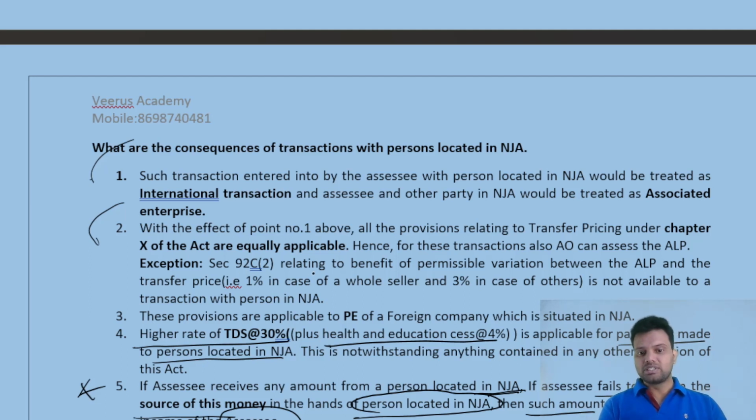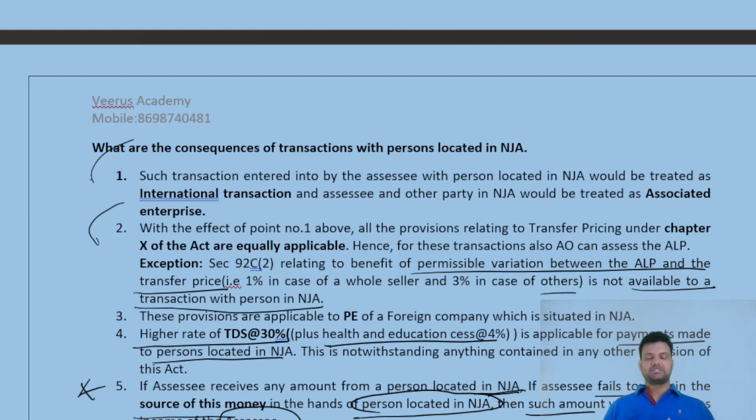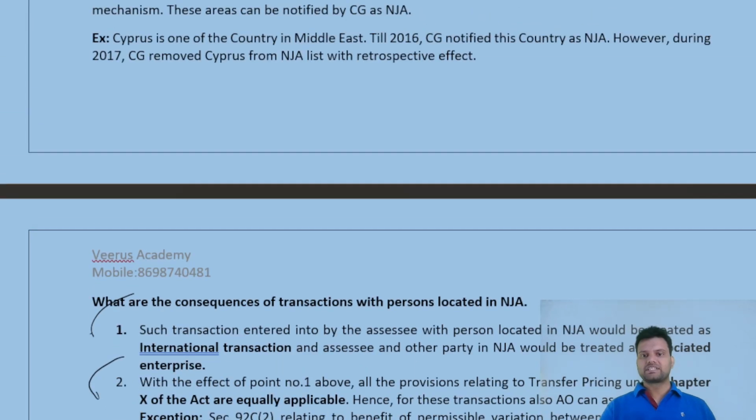Section 92C subsection 2 is related to the benefit of permissible variation between the ALP and the transfer price. That is 1% in case of a wholesaler and 3% in case of others, and it is not available to a transaction with the person in the NJA. This benefit is also not available, and except this, all the transfer pricing provisions are applicable. These provisions are also applicable to a PE of a foreign company which is situated in the NJA. We have covered all 6 points. This is all about section 94A.